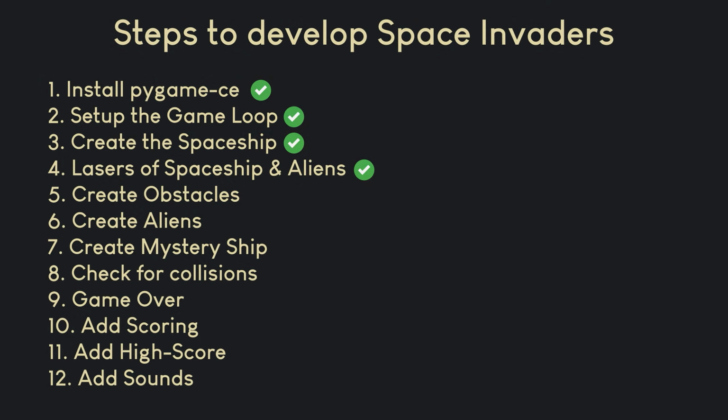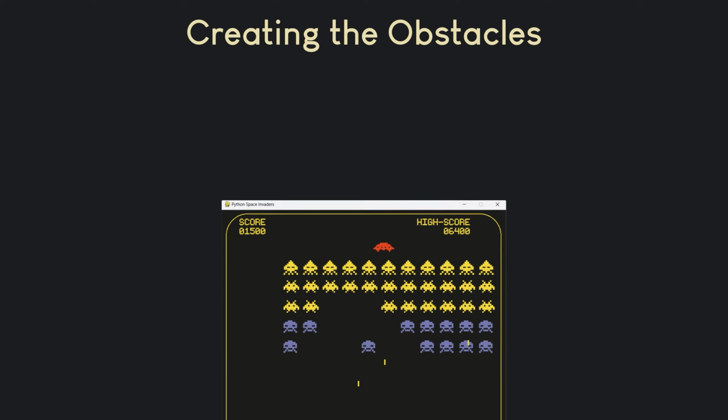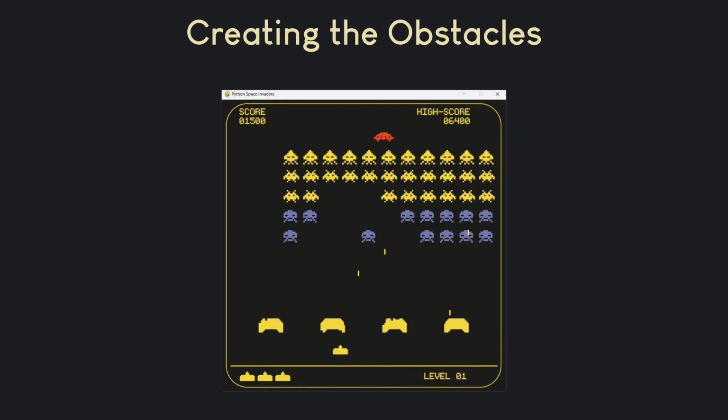Let's create the obstacles. Before diving into the code, let's take a moment to plan how we will represent the obstacles. In the game, there are 4 protective barriers under which the player's spaceship can hide to avoid alien lasers. While it might seem straightforward to represent them as sprites, there's more to it. The obstacles should display damage when hit, whether by an alien laser or one from the player's spaceship. So, how do we translate this behavior into our code?